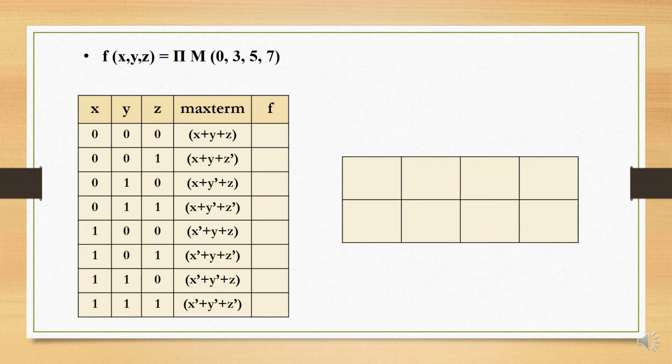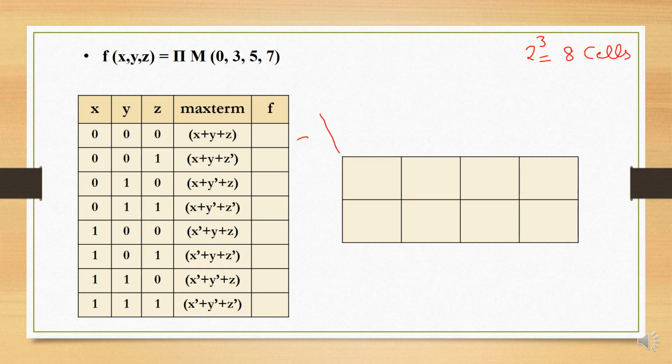Now let us see how to plot the K-map for max term canonical form. We have already seen how to represent the K-map for min-term canonical form. Let us now represent for max term canonical form. The given number of input variables is 3 for the function. So 2 power 3 gives you 8 cells in the K-map.